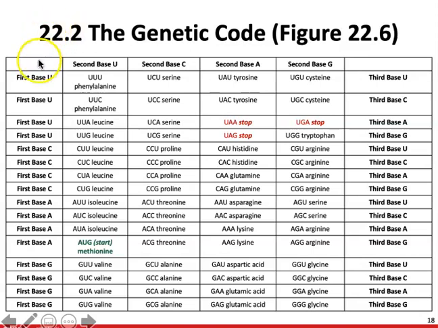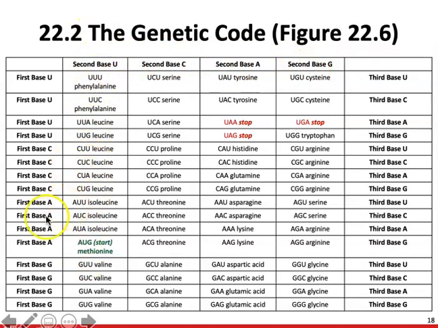We're going to look at the first base is an A. So we're going to go down here. Okay, this is the area where first bases are an A. The second base is a U. So we're going to scroll across the top and we're going to look for where the second base is a U. That's going to be in this column.